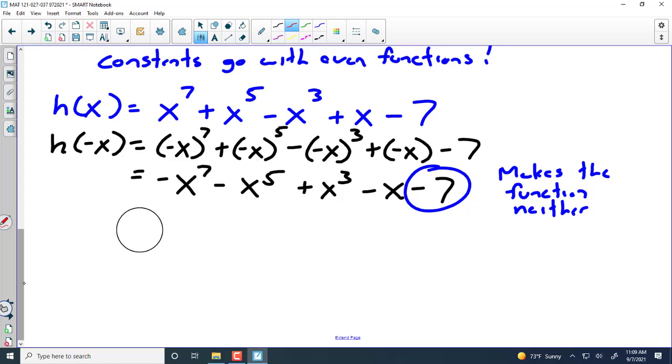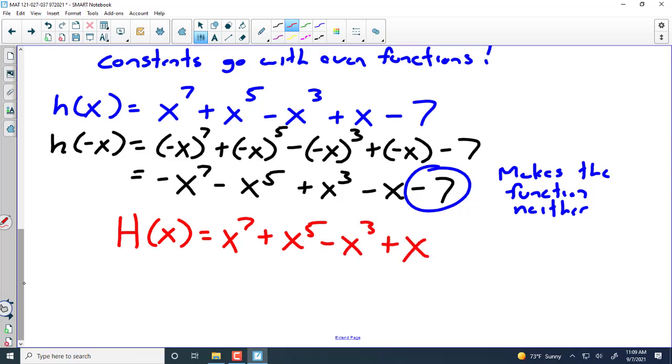Now, just so you know, I don't want to call this one h of x also. I'll call this one capital H of x. Slightly different function. If it doesn't have the -7, do you think it's now odd? Yeah, because if you put the negative x in now, everything will look like it's multiplied by -1. So this one is odd. Because everything did change except for that -7 at the end in the other one. But it wasn't odd before.